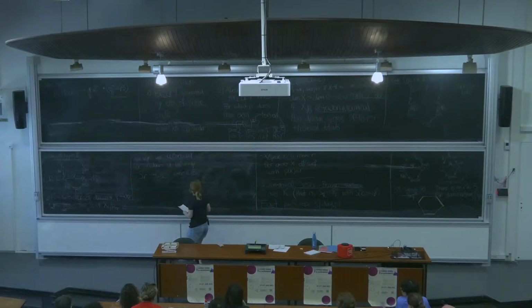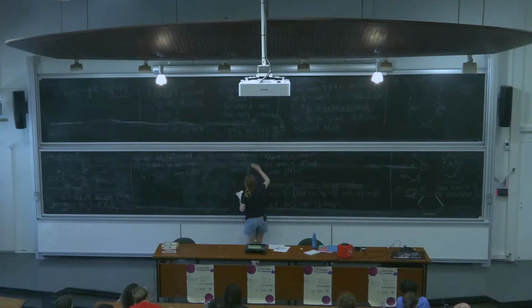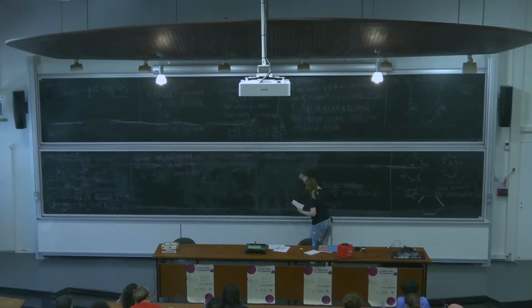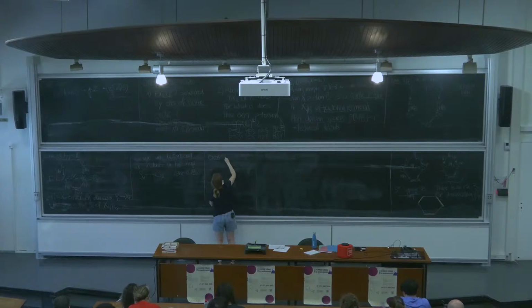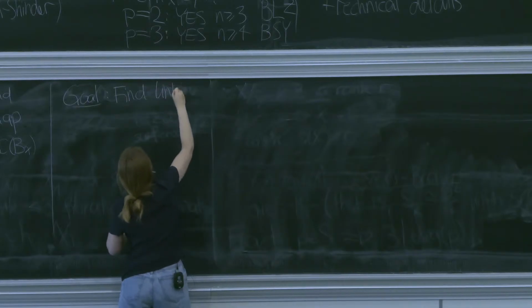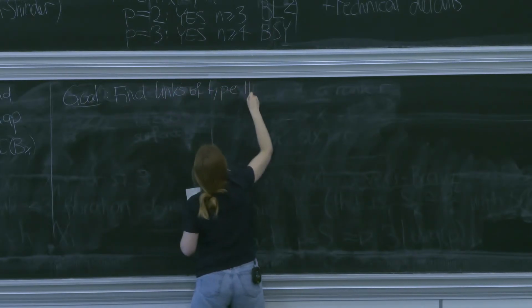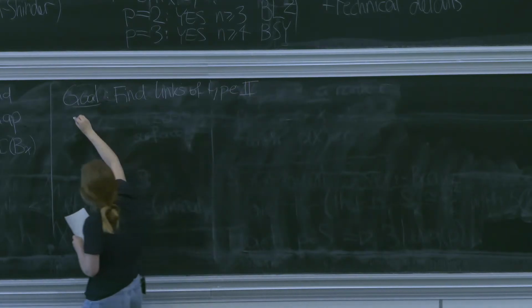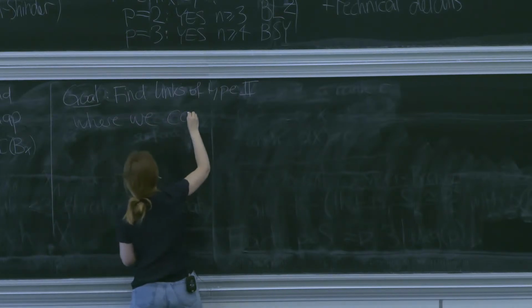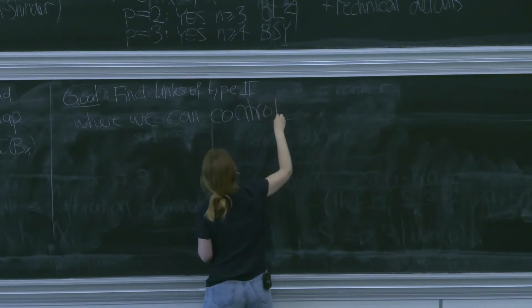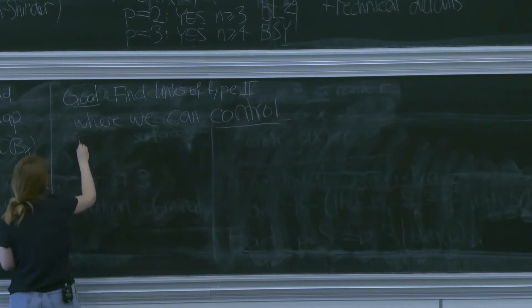Okay, so what are the known constructions? Again, the goal is that we want to find links of type 2, where we can control the elementary relations in which they appear.